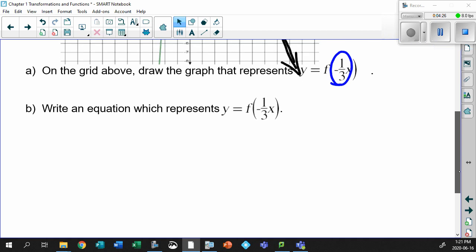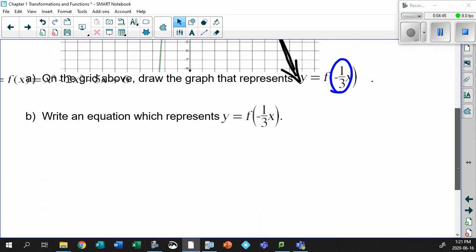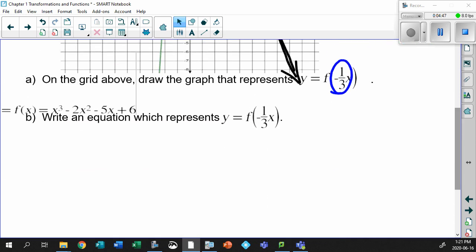It says write an equation now that represents this. Oh my goodness, how are we going to do that? Well, remember our original equation was x cubed minus 2x squared minus 5x plus 6. I'm going to see if I can grab this thing. I can. I'm going to bring them all the way down here, so that I don't have to fight with remembering how to do that one. Here's my graph right here. Let's bring it down.